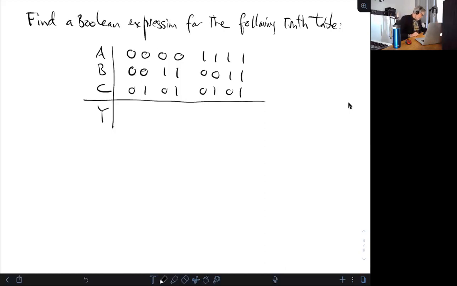Okay, so here's the table. As you can see, I just totally made that up at random. And I'm asking you to find a Boolean expression for this truth table. Maybe I should change that a little bit. Let's put a 1 here.